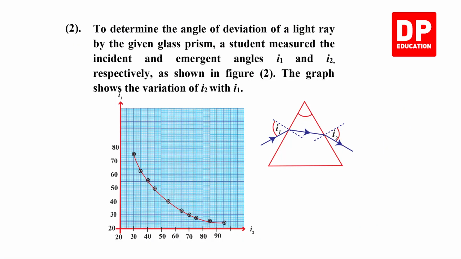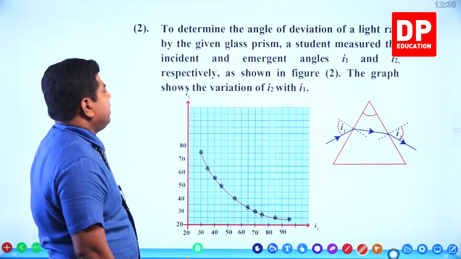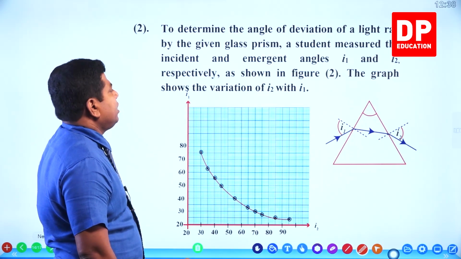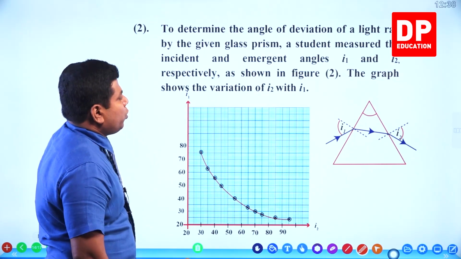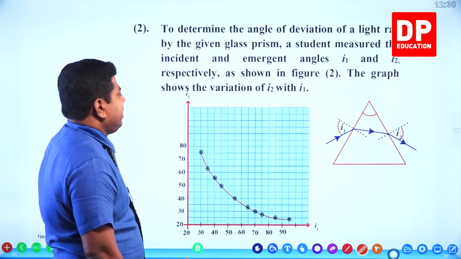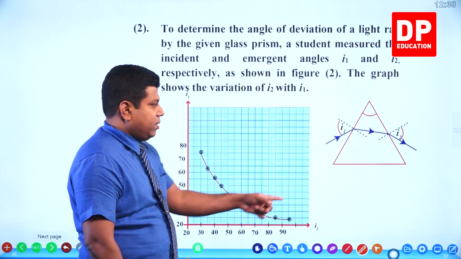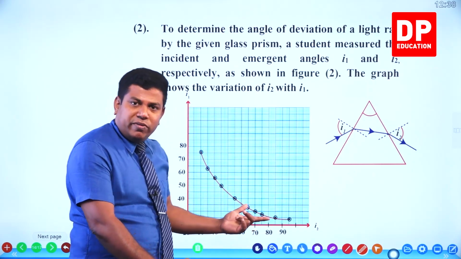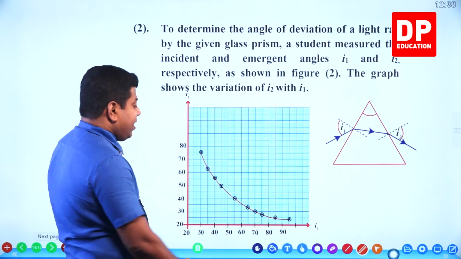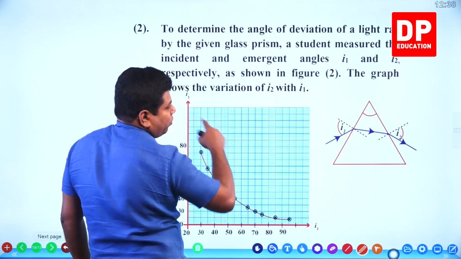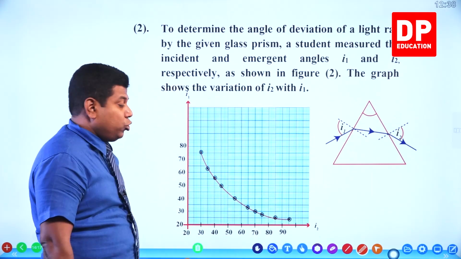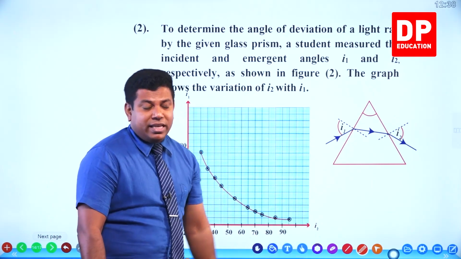To determine the angle of deviation of a light ray by the given glass prism, a student measured the incident and emergent angles I1 and I2 respectively, as shown in figure 2. The graph shows the variation of I2 with I1. Right, this is I1, I2. This is the experiment we did. But they have drawn the graph between I1 and I2, not D. We usually take I1 and D here. But they have drawn I1 and I2.